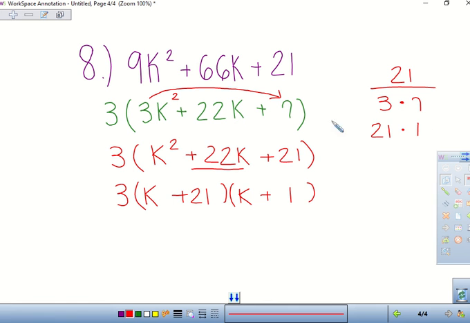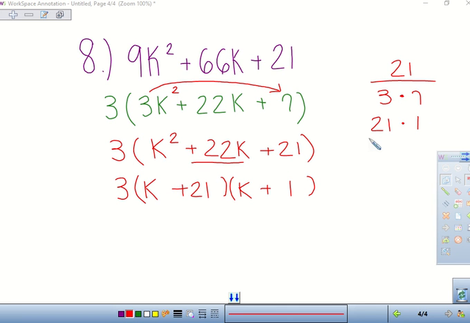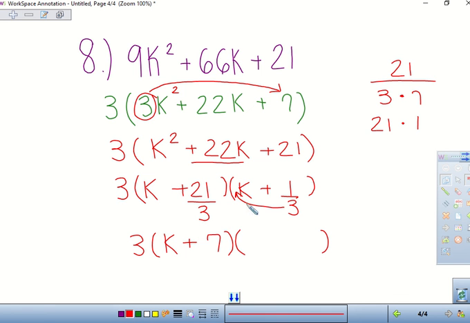And then what's the last step here, or second to last step? Divide by what we multiplied by, which is? 3. We multiplied by that 3. Does 21 get divided by 3? Yeah. 7. And then this one doesn't divide, so what do I do with it? Bring it in the front. And that's my final answer.